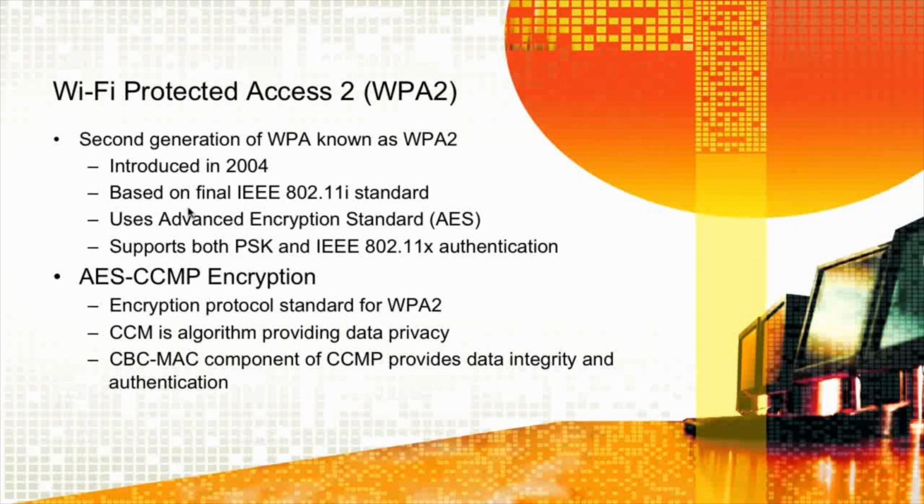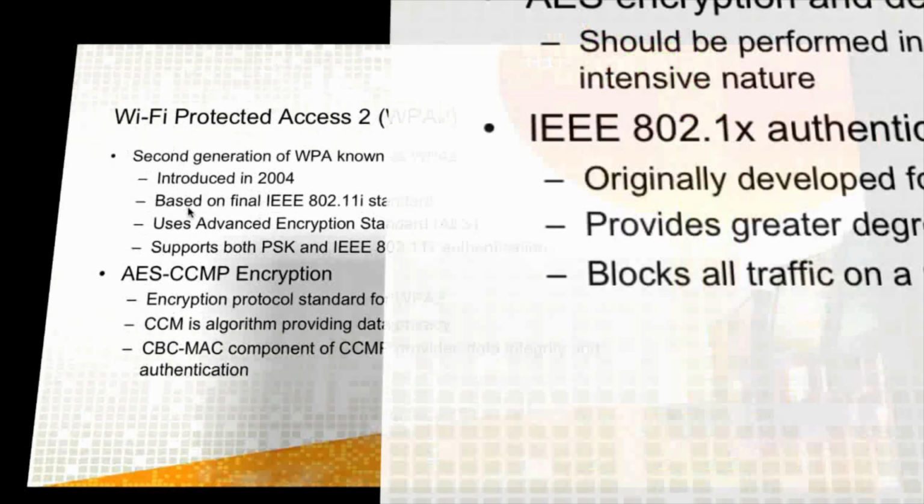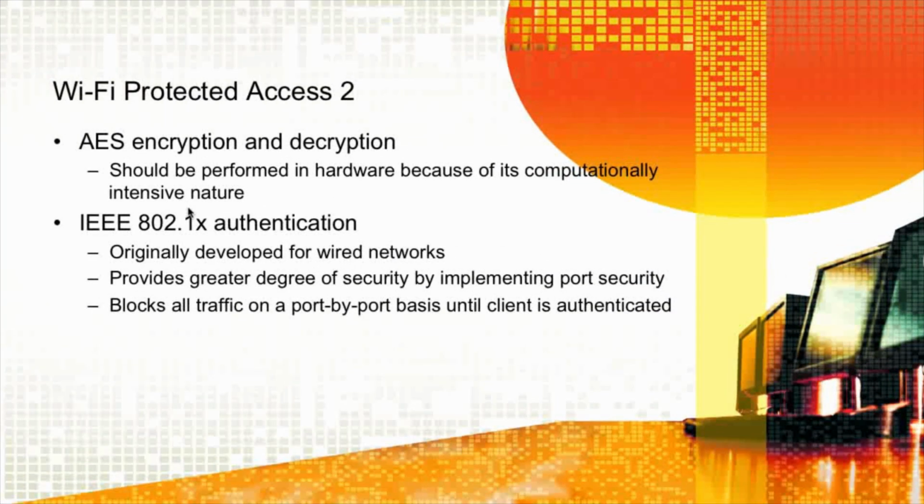AES CCMP encryption is the encryption protocol standard for WPA2. CCM is the algorithm providing the data security, and the CBC-MAC component of CCMP provides data integrity and authentication. It uses AES encryption and decryption. It should be performed in hardware because of its computationally intensive nature.